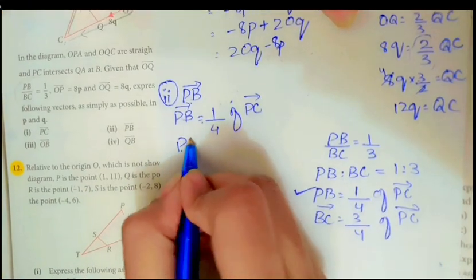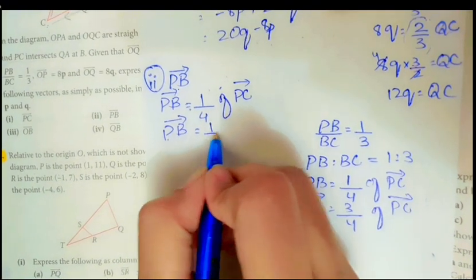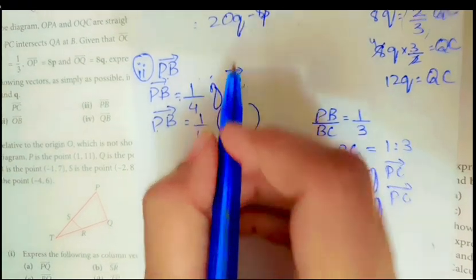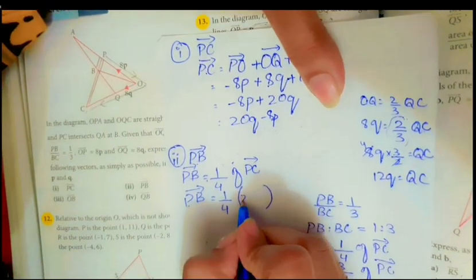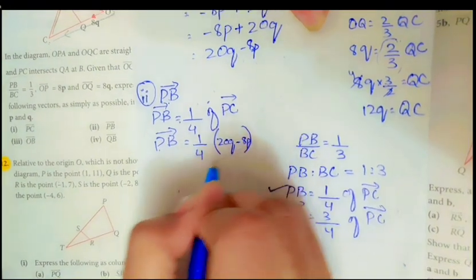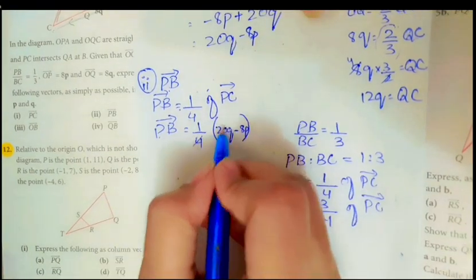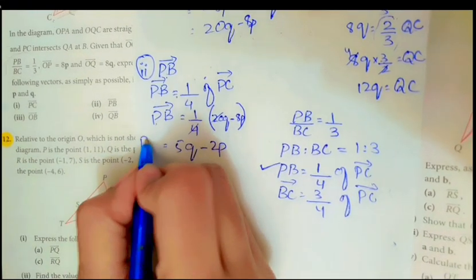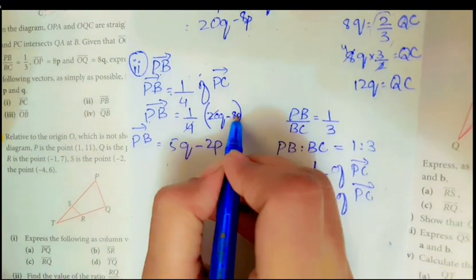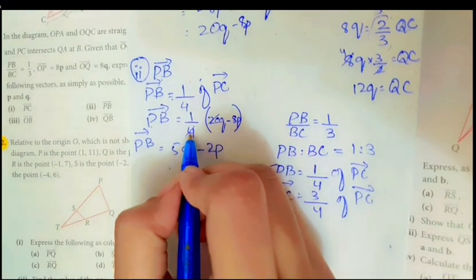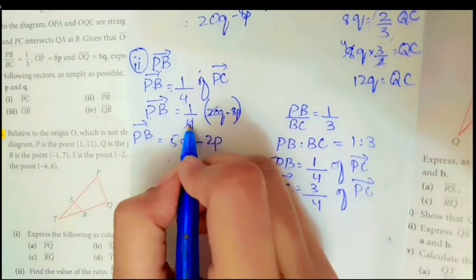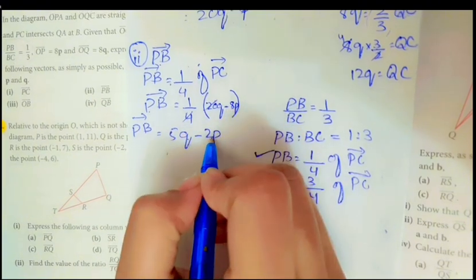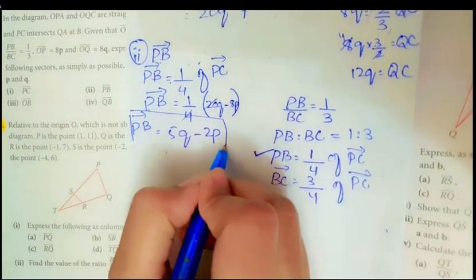Now PB, we have to give the answer in terms of P and Q. So 1/4 of means bracket, we can write in the bracket the value of PC. We found it in the last question. It is 20Q minus 8P. So if we simplify it directly, we can get 5Q minus 2P. If we multiply it, the answer will be 20Q minus 8P, and then divide it by 4, so 4 fives are 20, so I have written 5Q, and 4 twos are 8. So this is the value of PB.